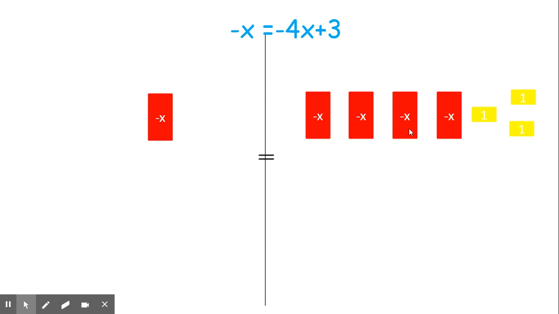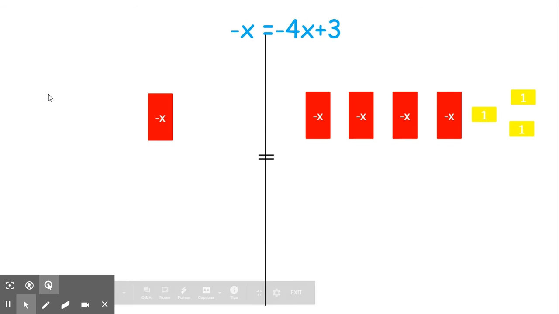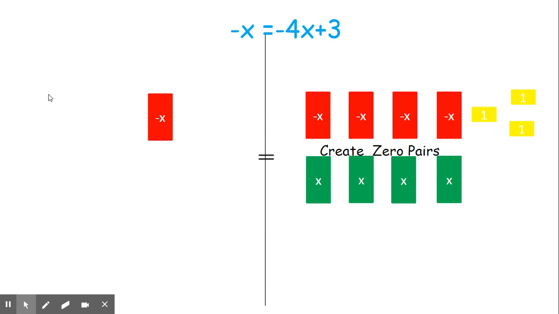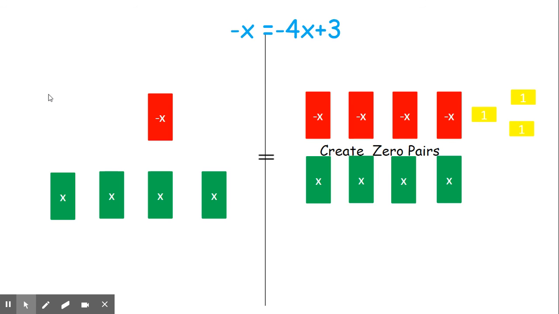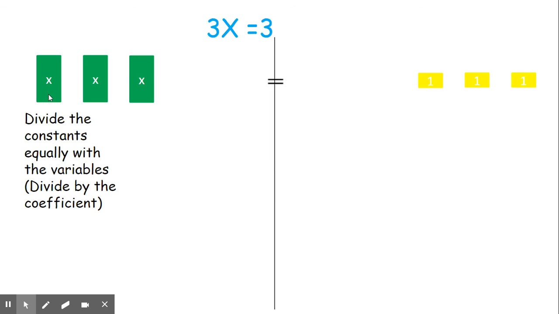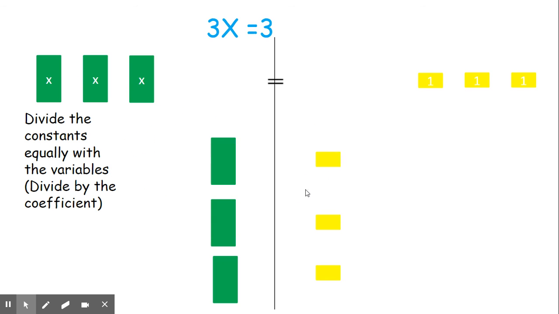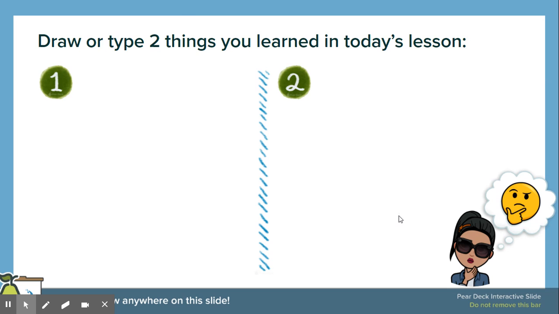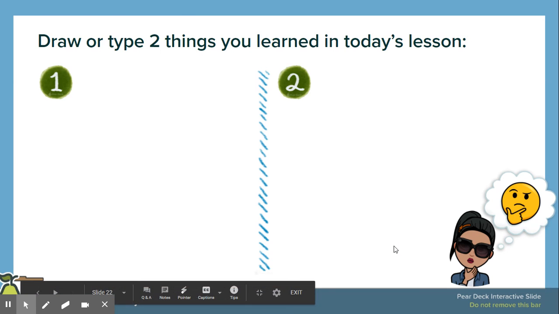Okay, so now let's move our variables to the other side. So I have to do the opposite of subtraction. So it's adding. Let's create our 0 pairs. And what I do to one side, I do to the other. So now I'm going to be left with 3x equals 3. And my final step is to divide. So let's divide them. And boom, 1x equals 1. So that is it. And again, if you want to use your algebra tiles with that, that is perfectly fine.